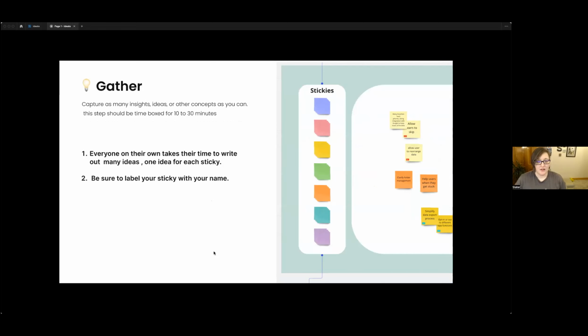Oh. Gather. So you're going to gather insights on what you think could solve these problems that you are trying to solve. So take 10 to 30 minutes and everyone take it on their own time. You set a timer and you all individually write down ideas on a sticky. I think it's important to label who wrote each sticky, because once you start grouping them, if someone leaves, you can figure out who might be able to speak to that idea, just to make sure you're all speaking to what is happening on the board.